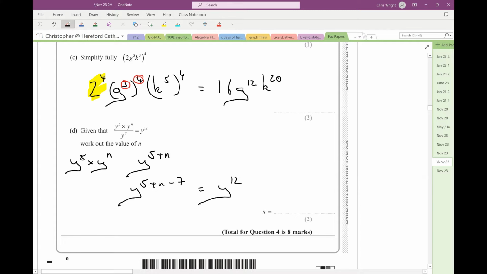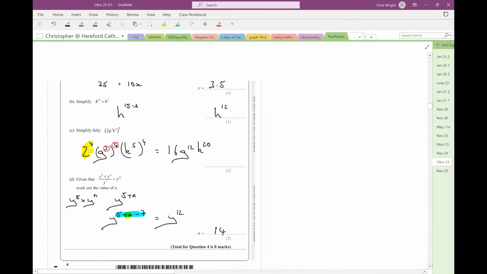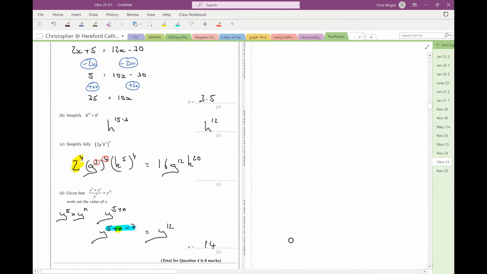What would n have to be there? What would n have to be so that this whole thing equals 12? The answer is that n would have to be 14. So n is equal to 14. And that is question 4 complete.